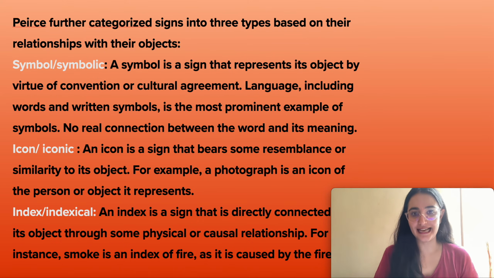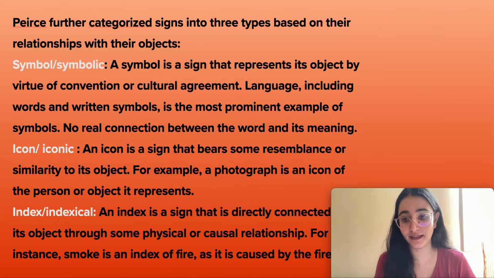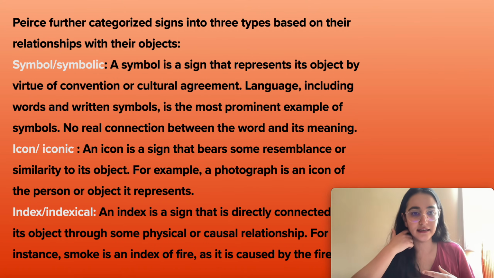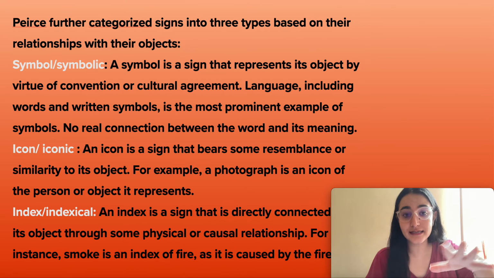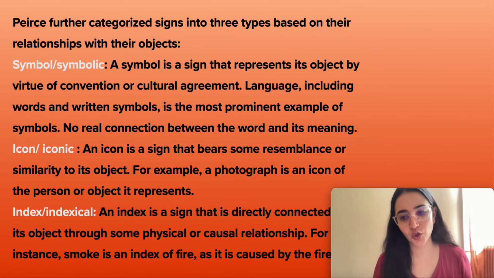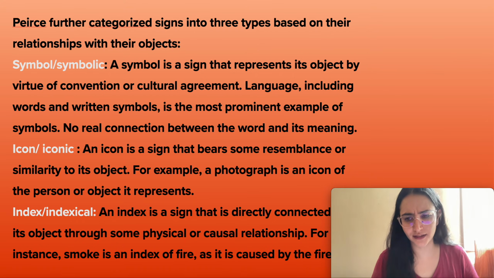Peirce further categorized signs into 3 types based on the relationship with their objects. Now you remember when we were doing Saussure, we talked about the arbitrary relationship between the word and the meaning. Why do we call a cat a cat? It's just because of the repeated usage. So there is no relationship between the word cat and the meaning that it generates. The relationship is arbitrary. But Peirce here talks about 3 kinds of relationships. The first one is symbolic. Symbolic is a relation wherein actually there is no real connection between the word and its meaning. The one that we already talked about, arbitrary relationship.